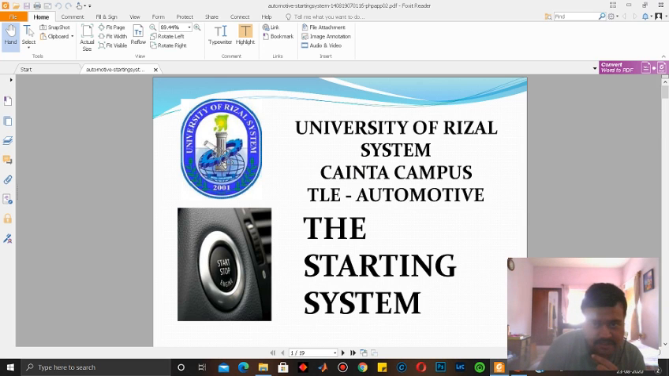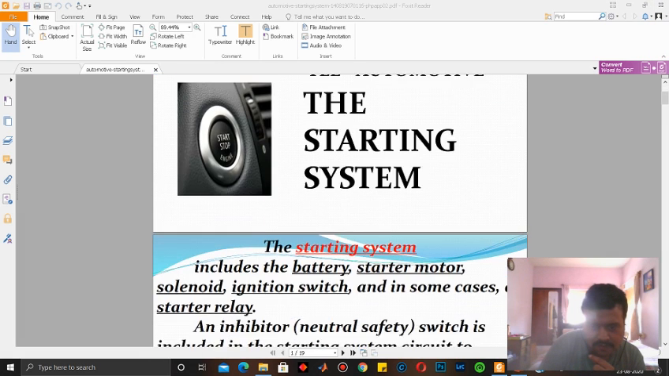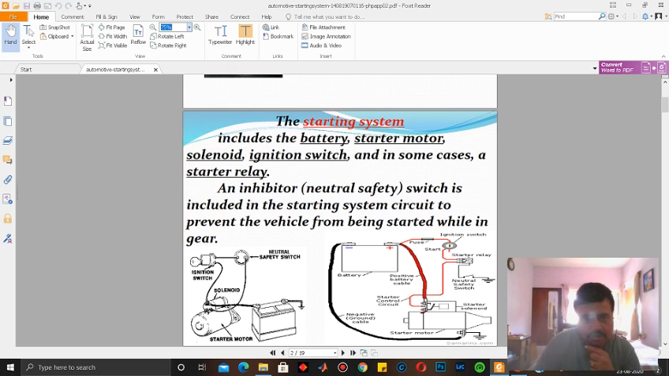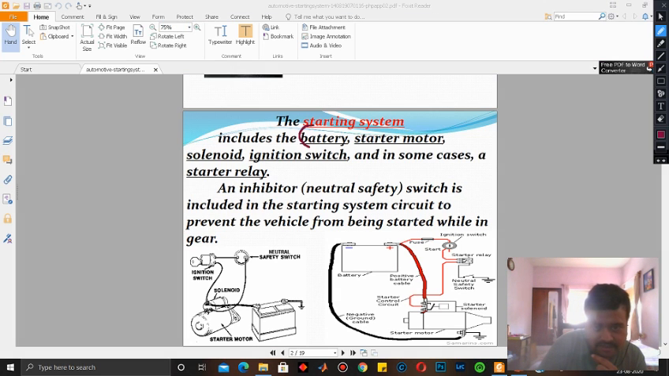So now the starting system, let us go to each of the sections. Let me zoom this out. So the starting system includes the battery, the starter motor, solenoid, ignition switch, and in some cases a starter relay.